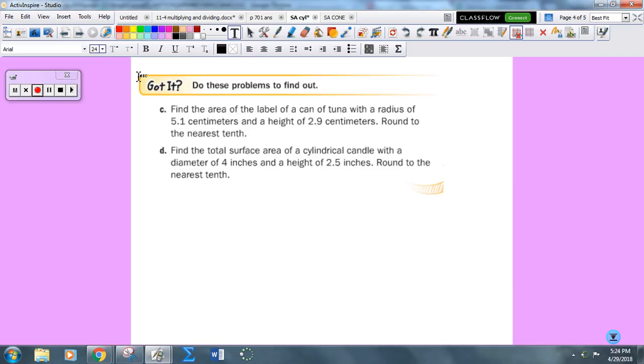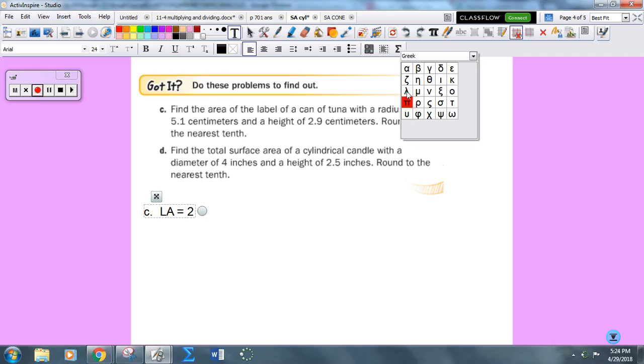Next, we're going to turn the page and do C and D. So C says find the area of the label of a can of tuna with a radius of 5.1 centimeters and a height of 2.9. Round to the nearest tenth. So when we're doing this, we're only looking for the label. So I only want to find the lateral area, which is 2 times pi times the radius times the height.